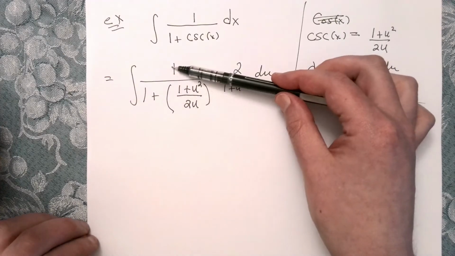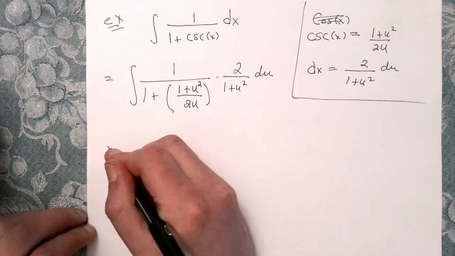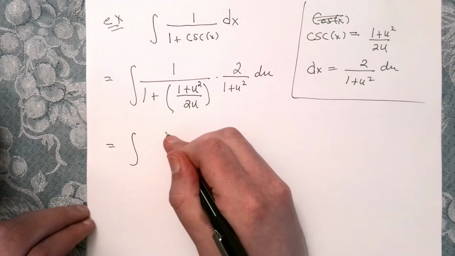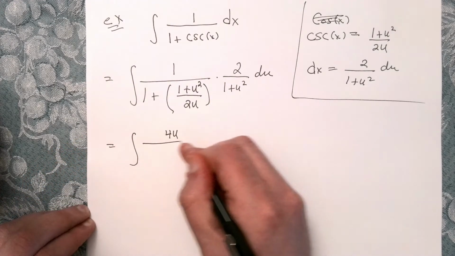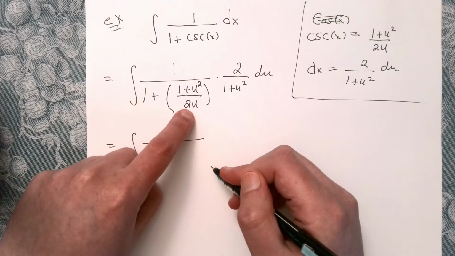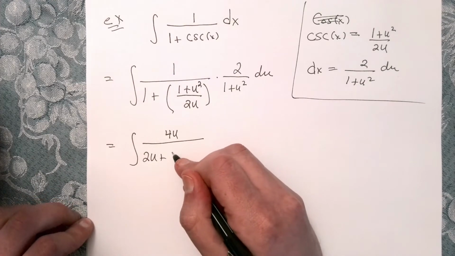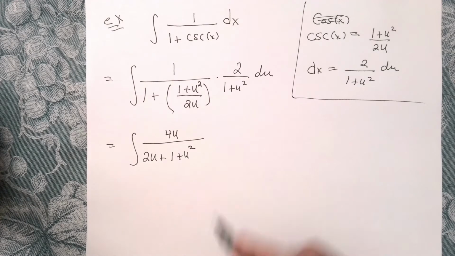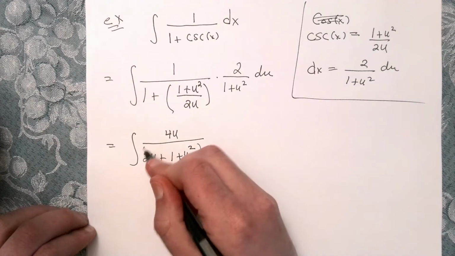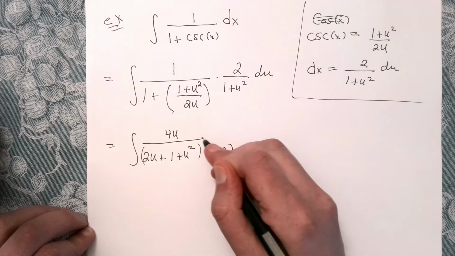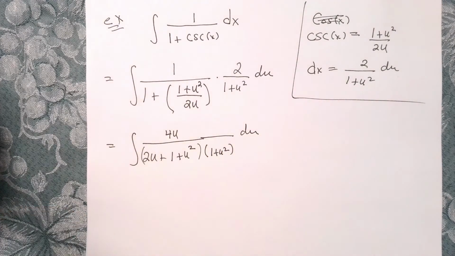So yeah, multiplying both the top and the bottom by 2u gives me the following. So I'm going to have 2u times 2, so that'll be 4u. And then I'll have 2u here. And again, this 2u will cancel out. I've got 1 plus u squared, and then I've got this 1 plus u squared business here. Okay, so that seems pretty good. I can rewrite this.